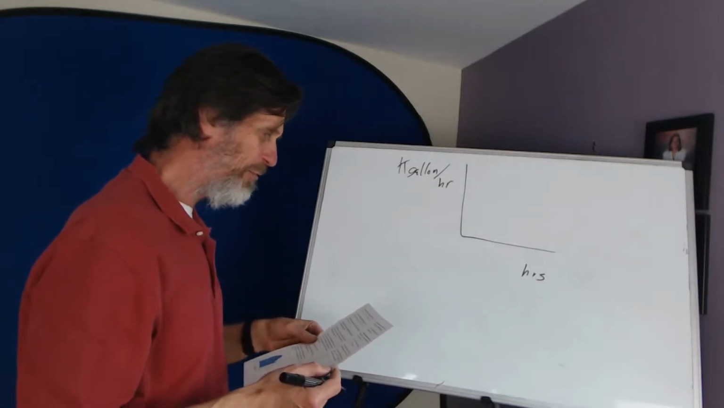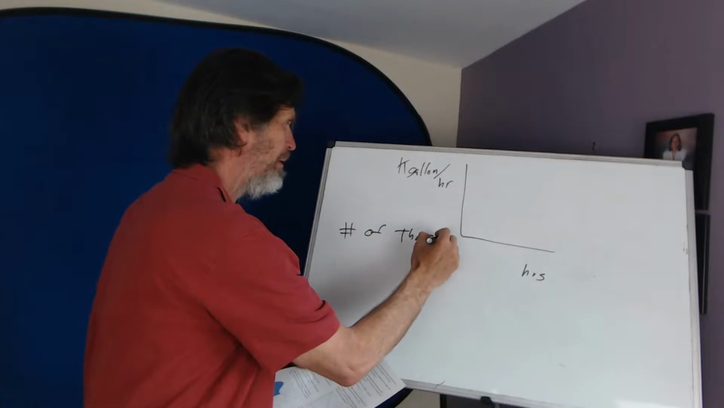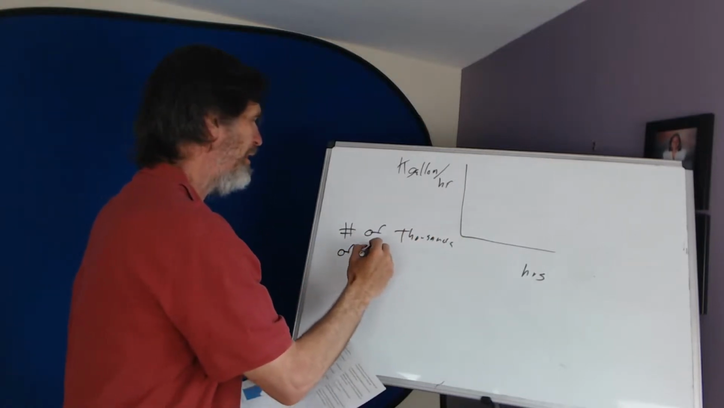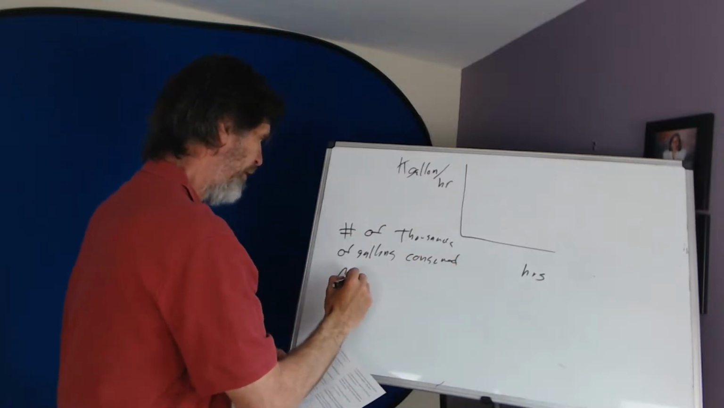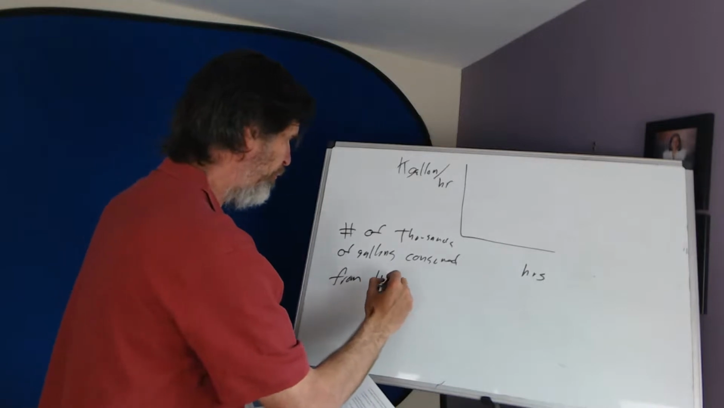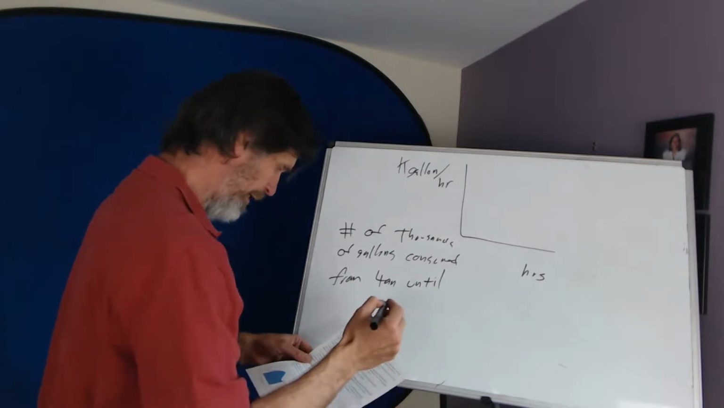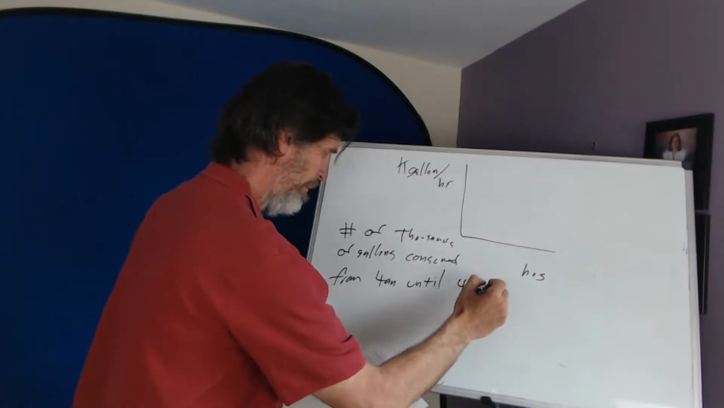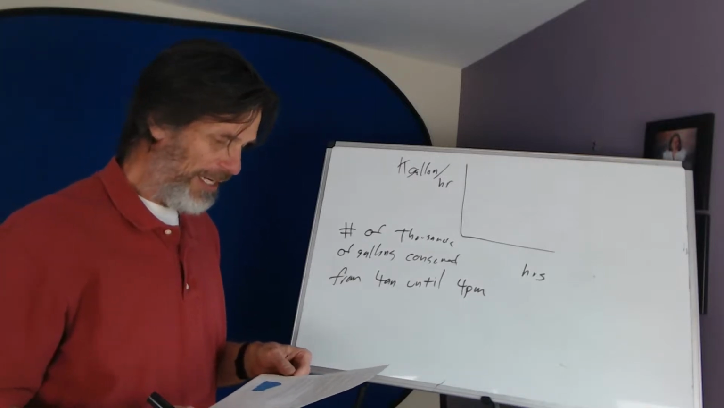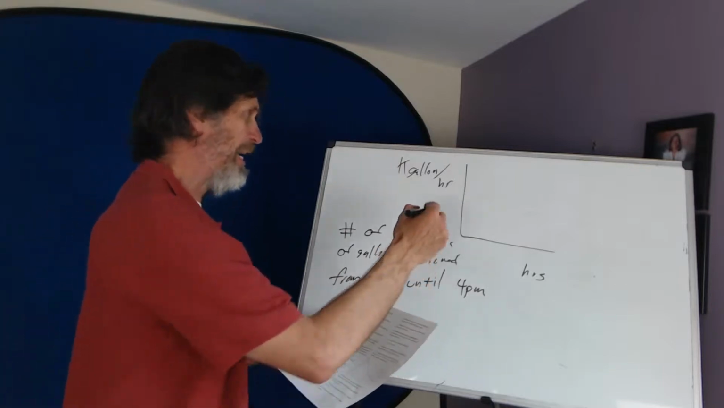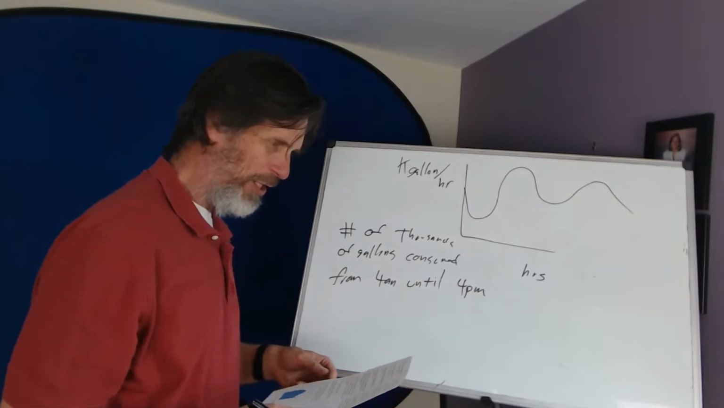What does the shaded region represent? Number of thousands of gallons consumed from 4 hours past midnight, 4 a.m., until 4 hours past noon, 4 p.m. Thousands of gallons of water consumed. Not the usage rate, it's not gallons per hour. The squiggly line gives us the water usage rate. The area is the number of gallons.